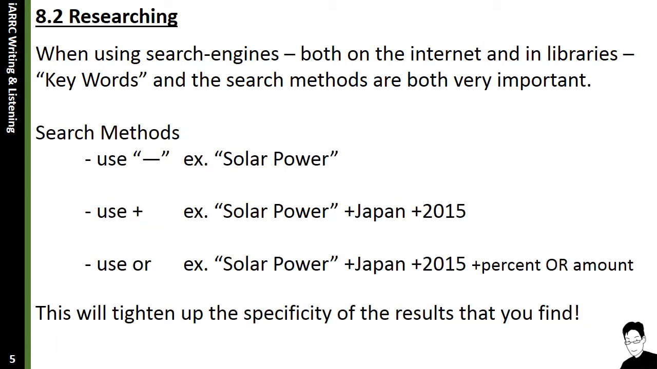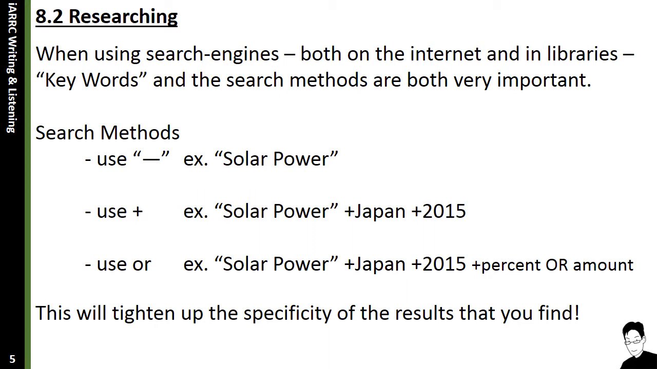Next, remember that the search methods are also very important. Search methods can be used in most search engines. Three of the most basic ones are to use quotation marks, the plus symbol, and or. Quotation marks around the words that you want to search for will make it so that in the document you are searching, those two words appear next to each other in one chunk of information.